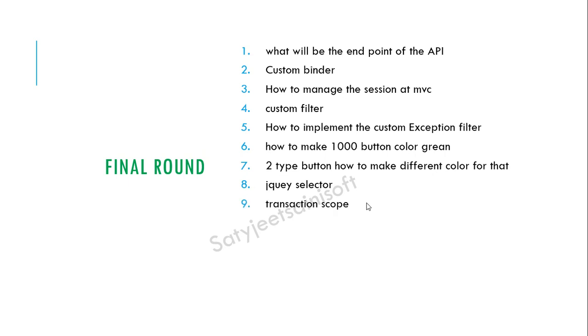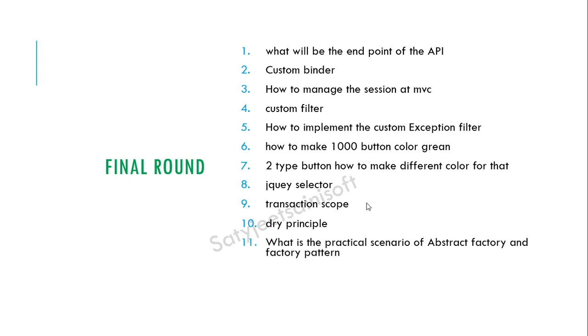The other one is jQuery selectors, where you can mention any tag, class-wise or ID-wise. Transaction scope: on the C# side also we get this transaction. If anything fails at the DB level, we can handle it at the C# level. DRY principle: for this one I will definitely create a separate video, because that is very good. And practical scenarios: abstract factory and factory pattern. I never used abstract factory, but I know the concept, so I explain that one. And the factory pattern I used in a project, so I explain those things.